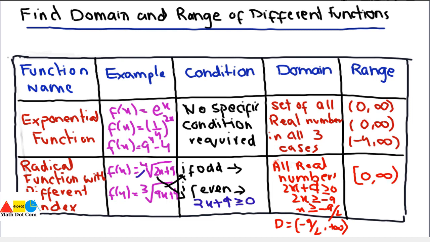Why? Because in the case of roots, we cannot have an output that is less than 0, that is negative, and we will always get a positive value. So if we put the values from minus 9 by 2 to infinity, we will always get answers from 0 to infinity. So that's all for some basic functions, how you can find the domain and range of some basic functions quickly.